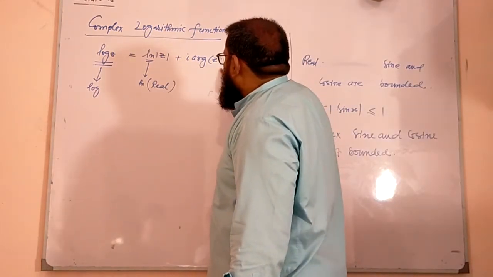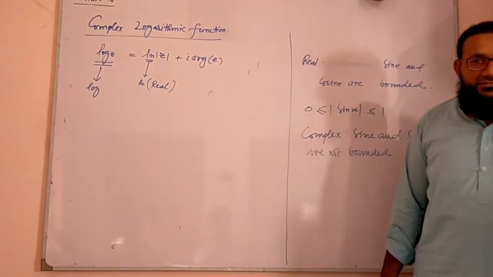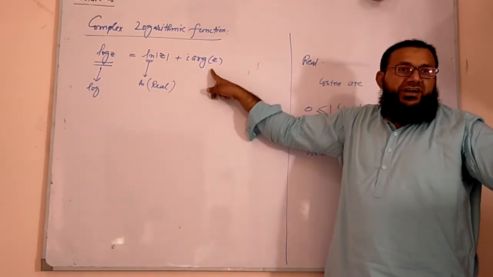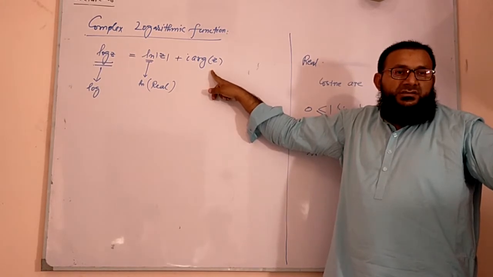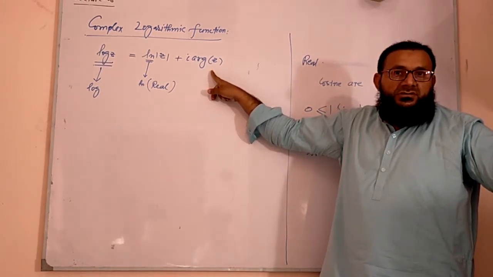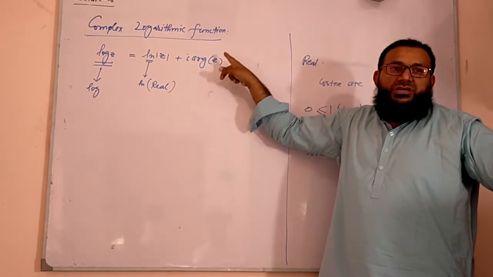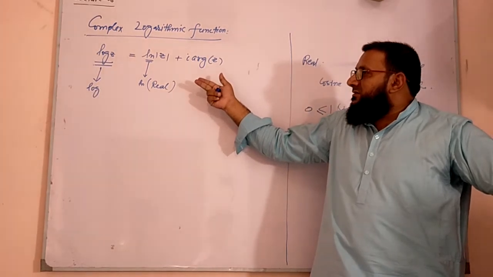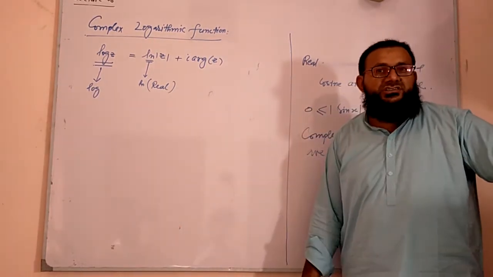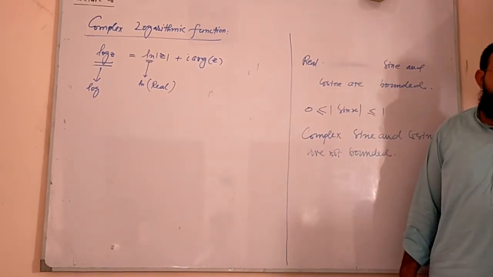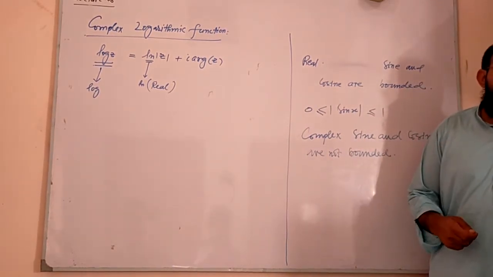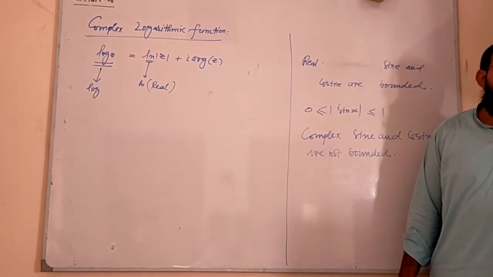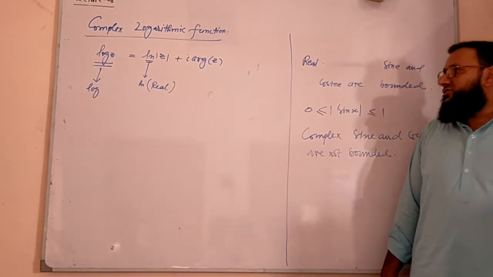Plus i times, what is this? This is the argument of z. Okay, so the problem is this argument is not uniquely defined. We know very well that the argument has a period, let's say 2n pi, so we cannot define it uniquely. So we have so many values for this logarithmic function. We call it a multivalued function, because when you put z and get its argument, we will be getting multiple values. That's why it is not uniquely defined.